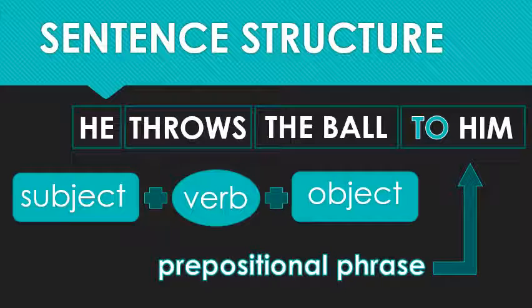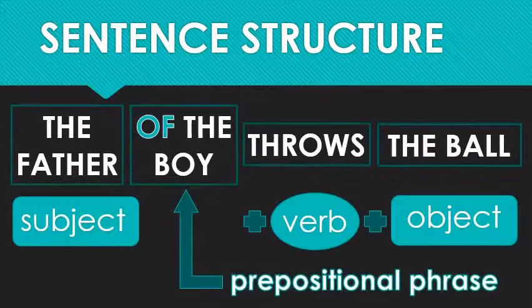So, like I said, the favorite place for a preposition to be is at the end of the sentence. Okay, to is the preposition, to him is the prepositional phrase. This is an indirect object idea, but the actual syntactic structure is technically a prepositional phrase. You could also say, he throws the ball at him, which has a slightly different meaning.